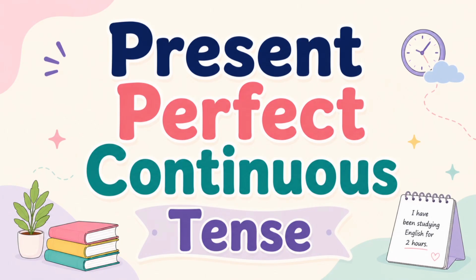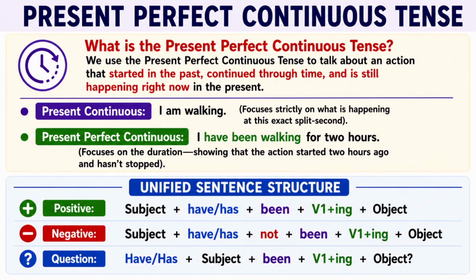Now let's begin learning the present perfect continuous tense. The present perfect continuous tense is used to talk about an action that started in the past, continued through time, and is still happening right now in the present. Let's understand the difference with an example. Present continuous: I am walking.